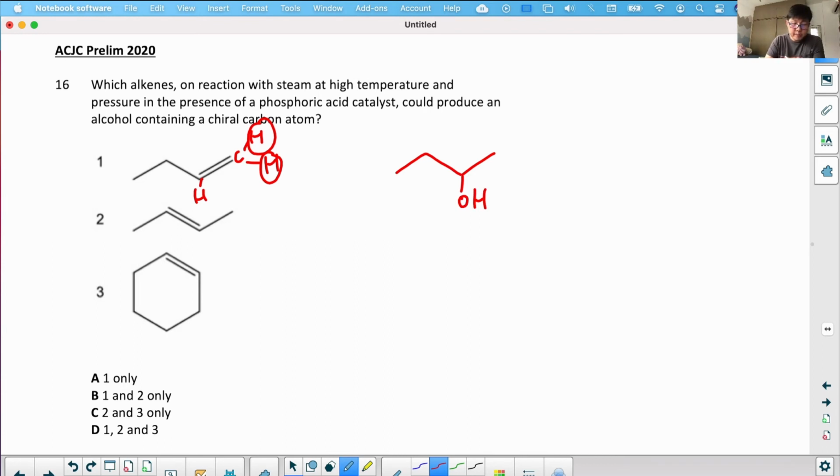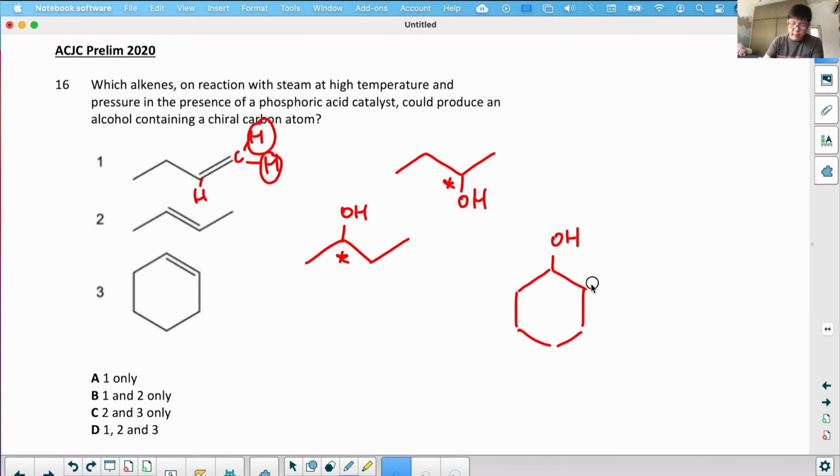Okay, for the second one, this one doesn't really matter, it's symmetrical, right? So I just put the OH over here. Right, so chiral and chiral. Okay, for option 3, it doesn't really matter where you put it, so I'm going to put the OH over here. But if you put the OH here and the H over here, you realize that this compound doesn't have a chiral carbon, because if you think about it, there's an H, OH, and this one has a line of symmetry passing through this carbon. So this carbon is not chiral, right? So in fact, the answer is only 1 and 2, right? So 1 and 2, B.